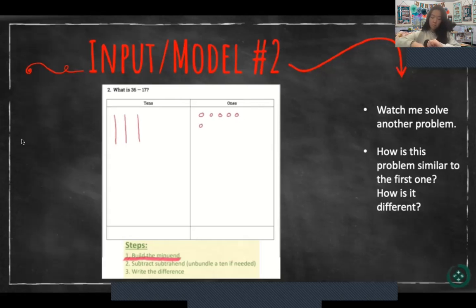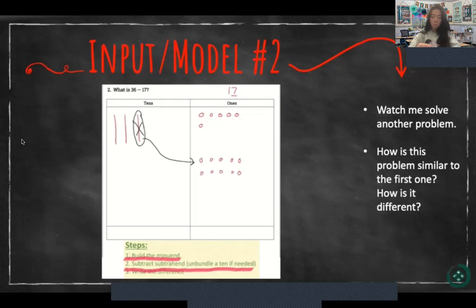Great. Now, step 2 would like us to subtract the subtrahend and unbundle a 10 if needed. Well, our subtrahend is 17. When subtracting, we start with the ones place. 17 has 7 ones. I see that here we have 6 ones. We cannot subtract 7 ones from 6 ones. So I need to unbundle a 10. I'm going to take this 10 and I'm going to unbundle it and turn it into 10 ones for my ones place.